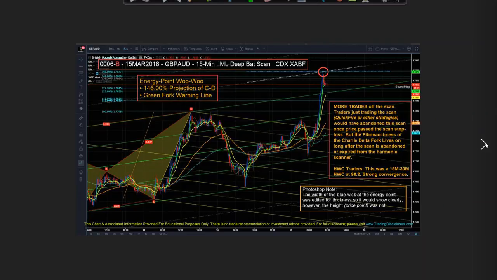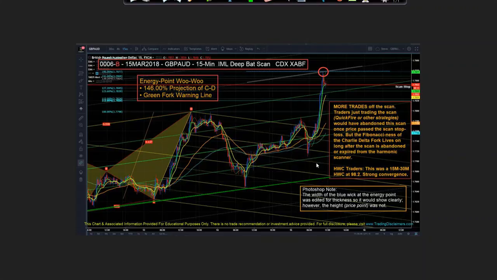So here's an example of an energy point. An energy point is when you have a diagonal intersected by a horizontal. There's only one candle that can touch that point. So we have a Charlie Delta fork, and then we have an X-ray alpha fork in green. I know it looks a little busy. Newer traders are like, I can't follow.